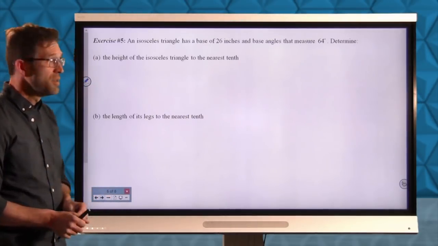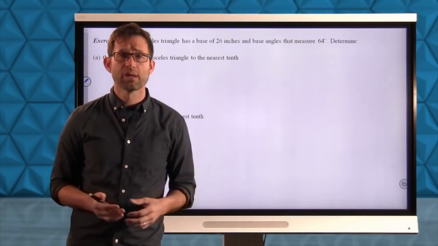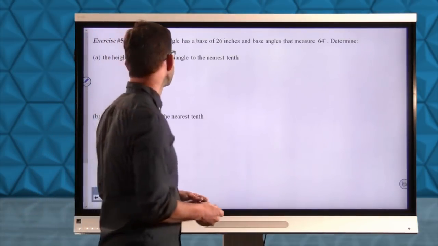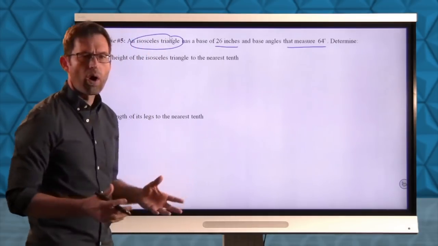Another problem. These are going to start to seem probably pretty redundant to you because they're all very, very similar to one another. Exercise number 5. An isosceles triangle has a base of 26 inches and base angles that measure 64 degrees. Determine A, the height of the isosceles triangle to the nearest tenth, and B, the length of its legs to the nearest tenth.